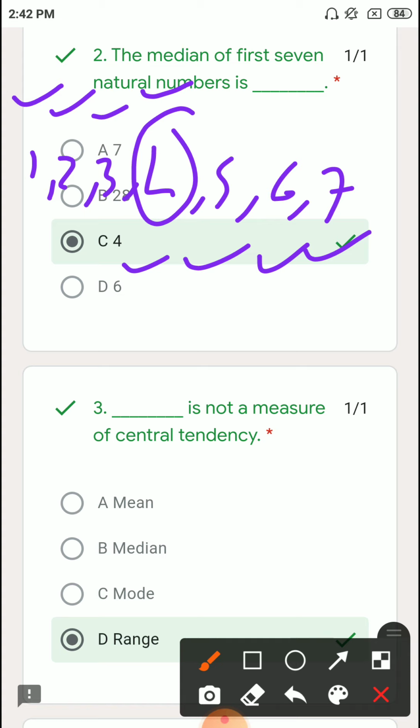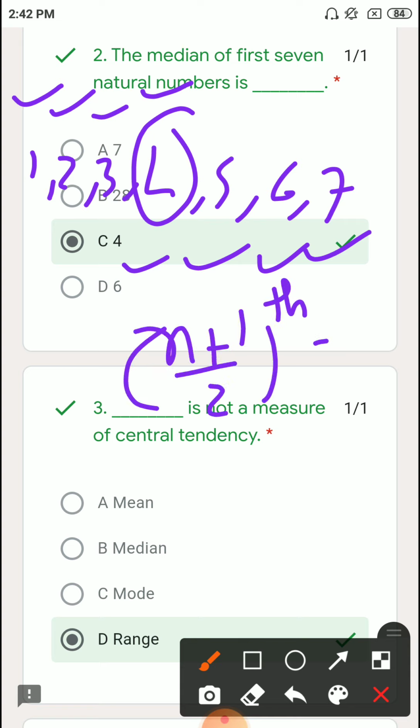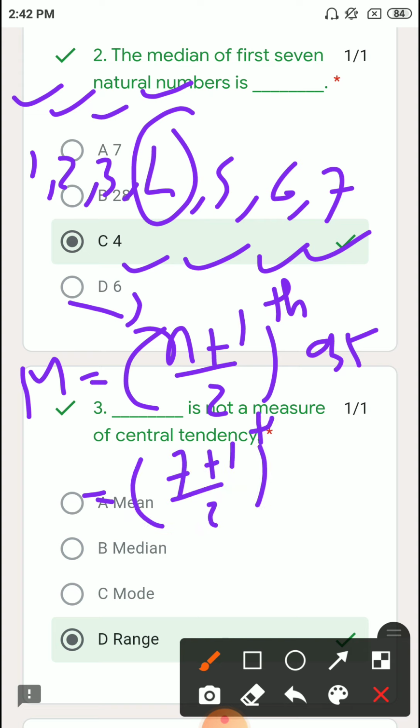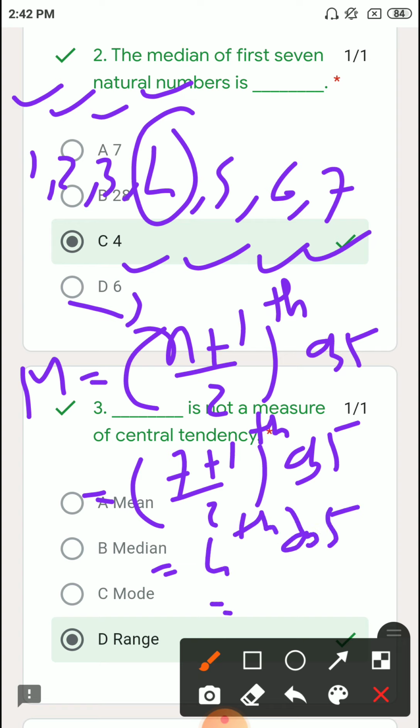Otherwise we have one formula, n plus 1 by 2 observation, right? Median M is equal to (n plus 1) by 2-th observation. Here we have total 7 numbers, not the last number but total numbers. So n is equal to 7. n means total number of observations. Okay, so put the value here, 7. So (7 plus 1) by 2-th observation. Now 7 plus 1 is 8, and 8 by 2 is 4th observation. Here we get the 4th observation.